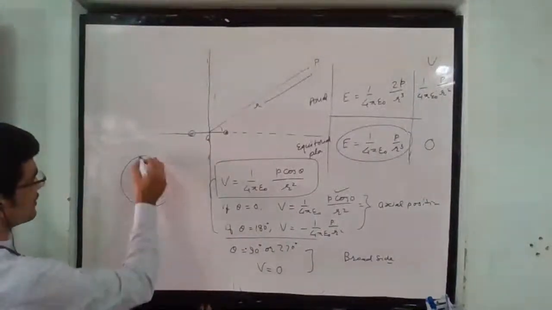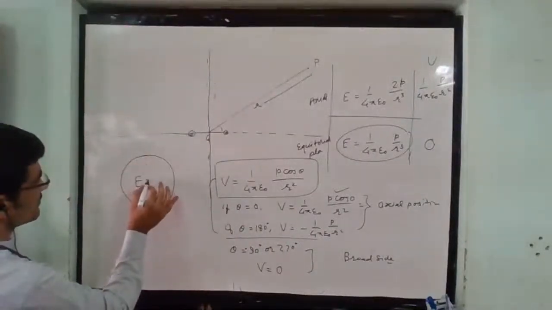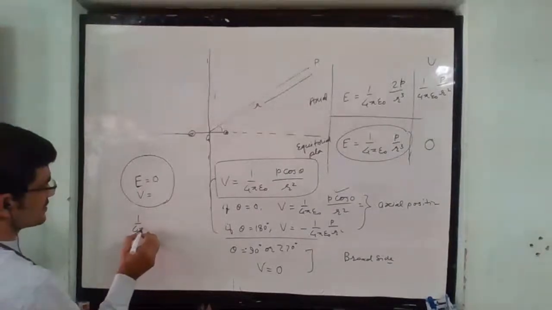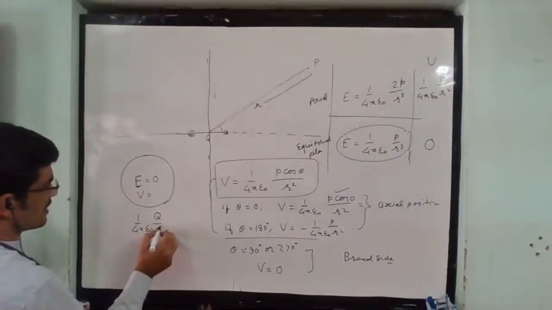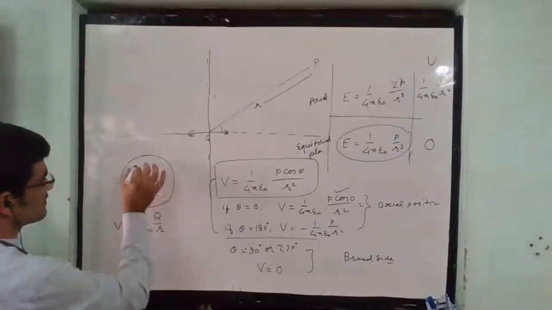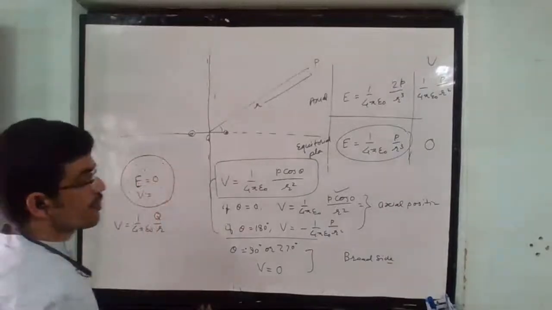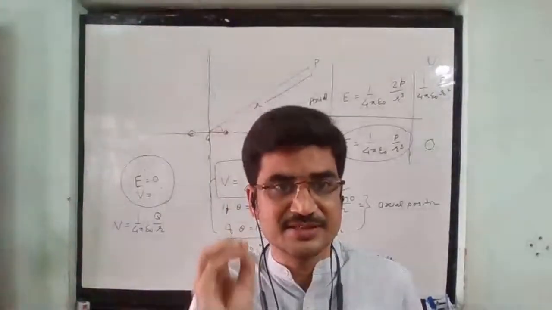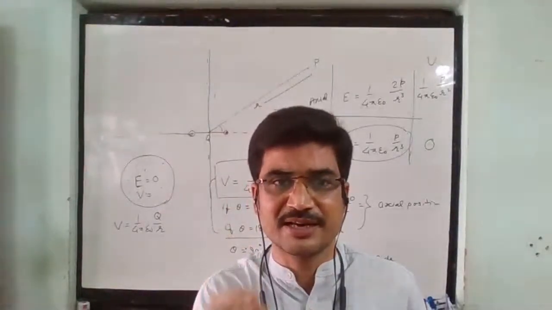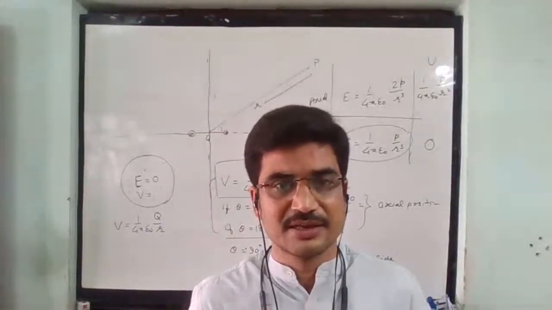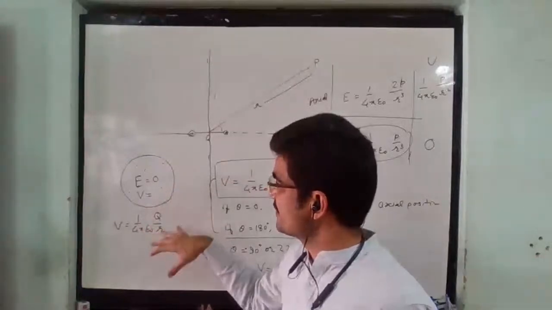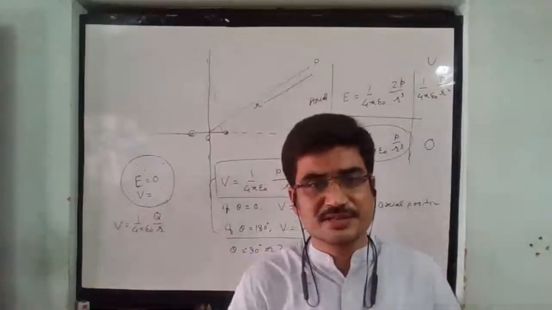We have a sphere. There is no electric field inside the sphere. Okay, but potential is present. What is the potential? That is V equals kq by R. This is the potential. Everywhere the potential will be same, each and every point inside the metallic charged sphere. Inside the metallic charged sphere, the electric field is zero, but electric potential will be there. Okay, just a reverse order.